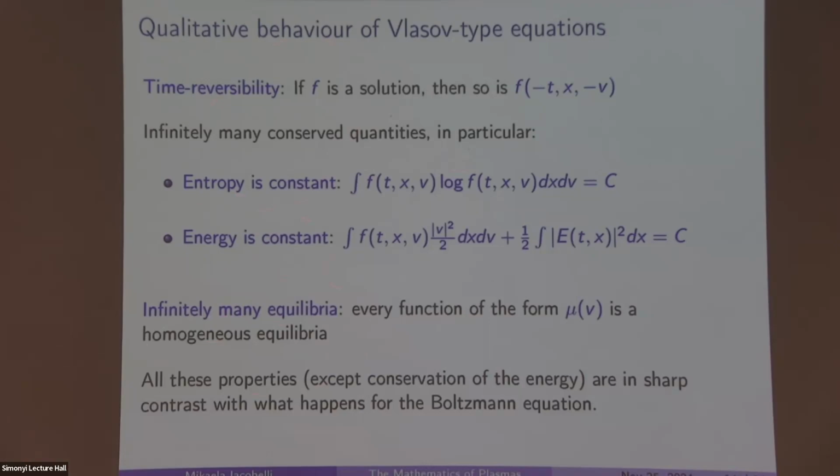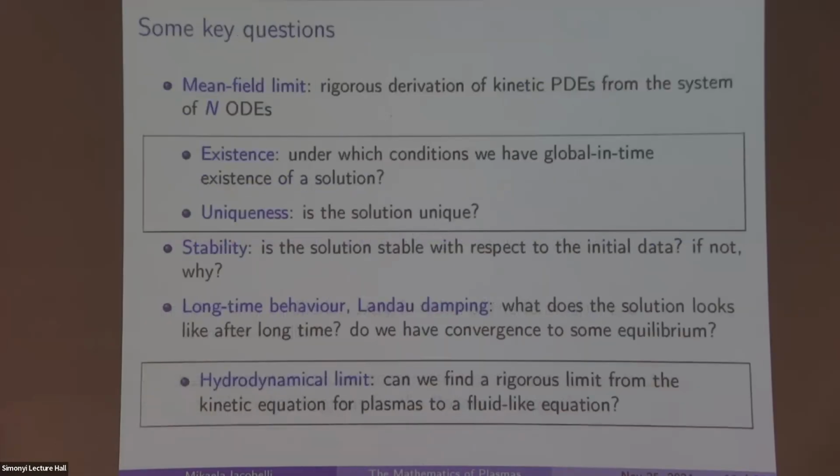Also, we have infinitely many equilibria, which is in contrast with what happens in Boltzmann, where everything thermalizes around the Maxwellian. So the idea is that for neutral gases, even if you have a configuration of particles that is very special, imagine all the oxygen particles all in a corner, after 2 seconds they will be spread everywhere. So you go from a very special configuration to a much less interesting configuration. This is not happening for Vlasov. You have conservation of information.